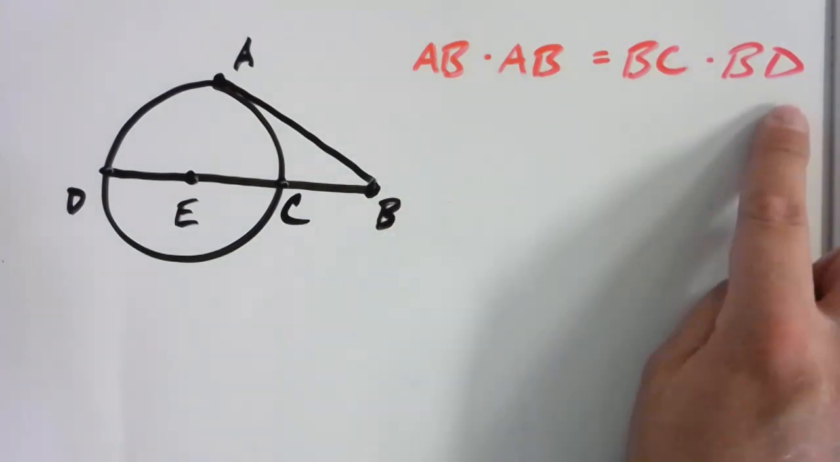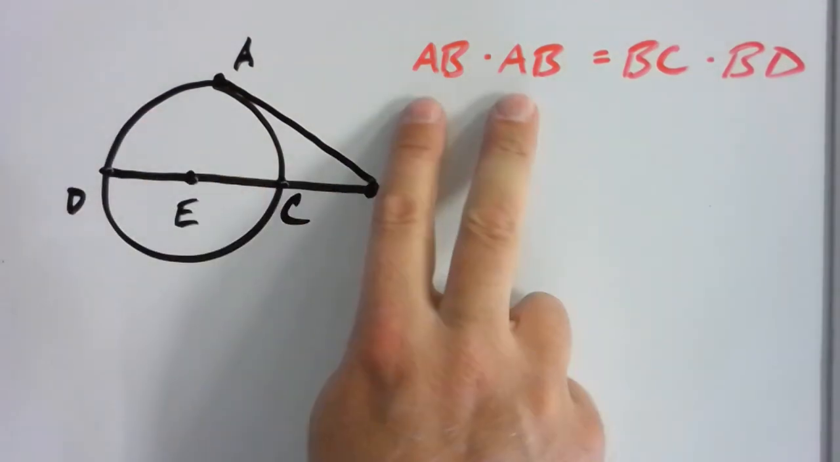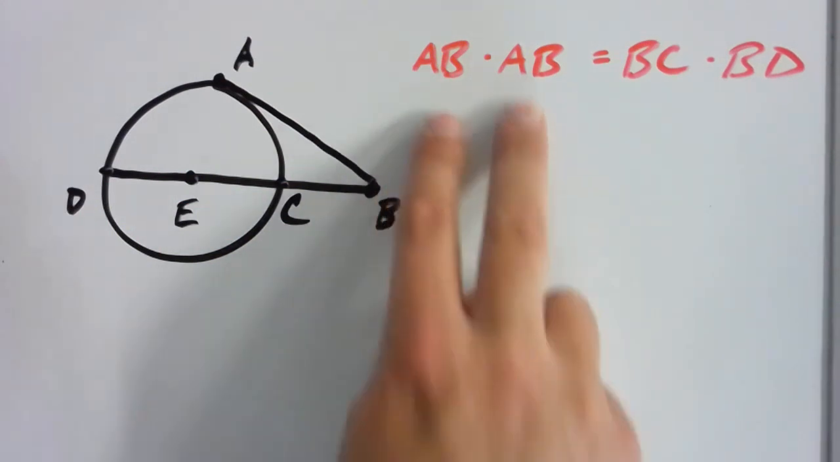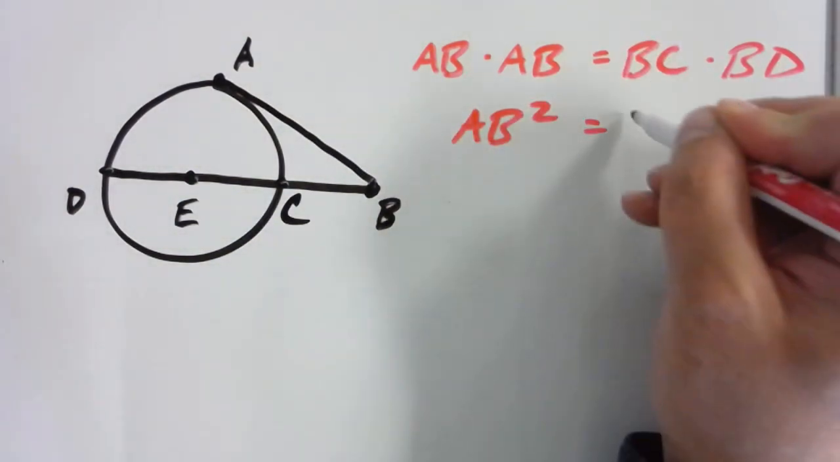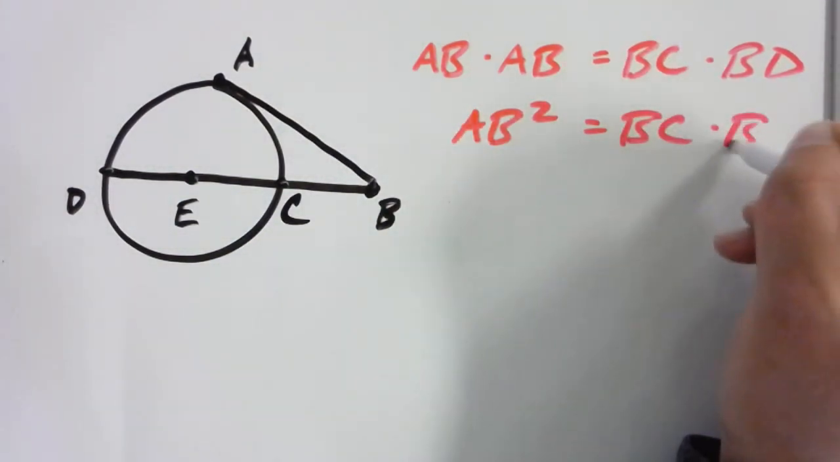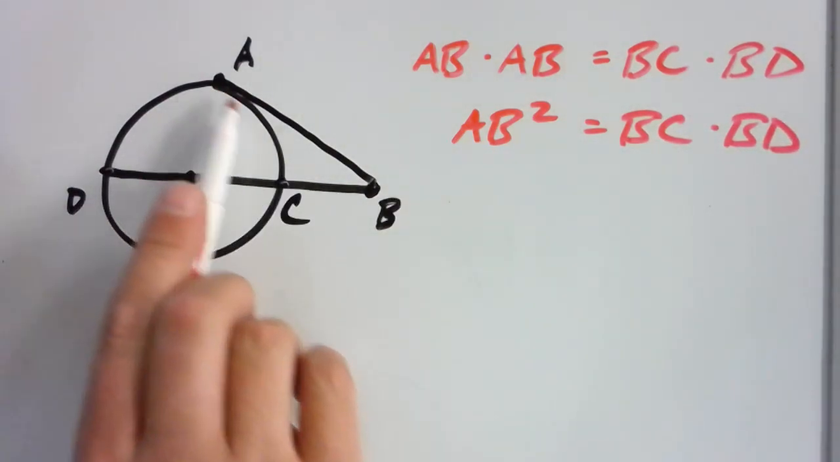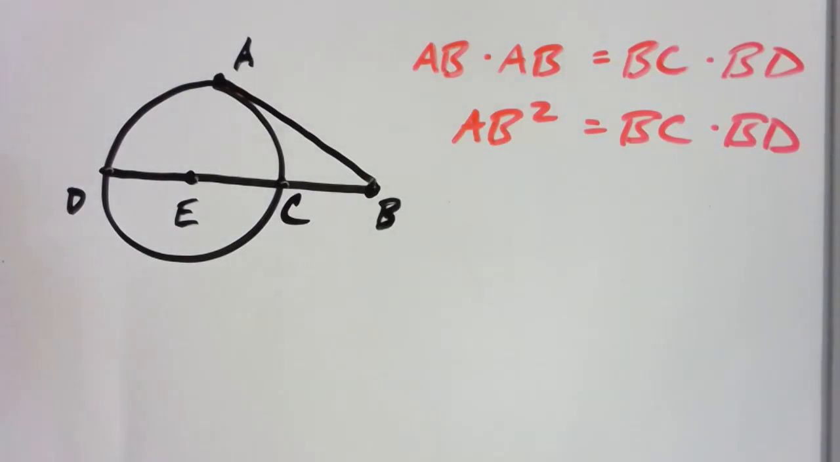Where we see that third theorem in play that deals with a tangent piece, like we see here, is that I get this unique situation where the outside piece and the whole segment are one and the same. So I can actually rewrite this as AB squared is equal to BC times BD. And this is where that third theorem breaks down: the tangent piece, whatever it is in this diagram, I'm going to square that length. That's where that comes from.